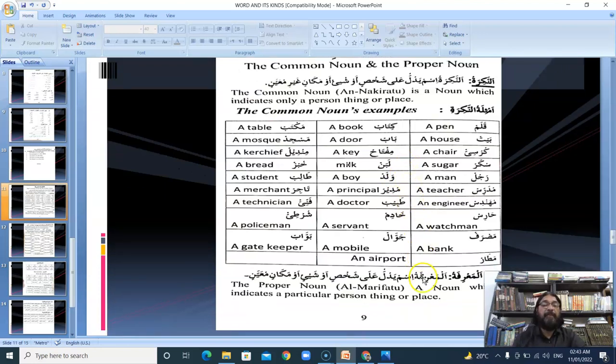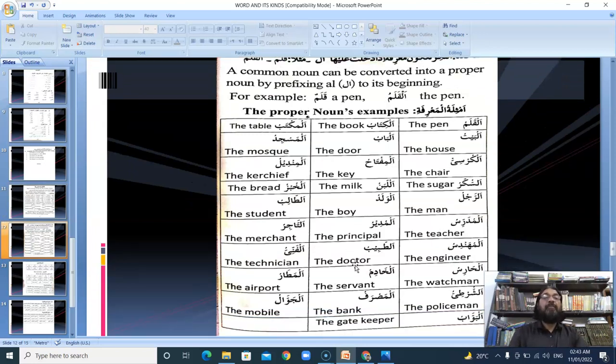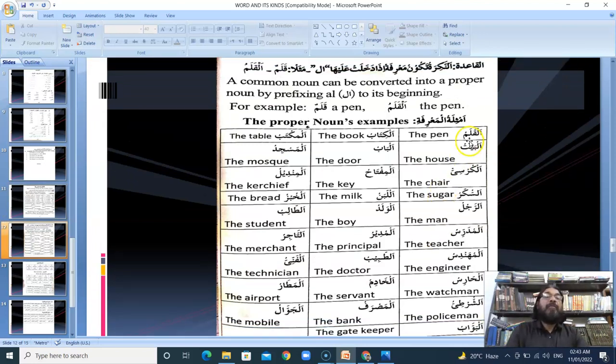Then after, al-ma'rifa, the proper noun. Al-ma'rifatu ismun yadullu ala shakhsin aw shay'in aw makanin mu'ayyan. The proper noun, al-ma'rifatu, a noun which indicates a particular person, thing or place. Al-qa'idatu, the rule. An-nakiratu takunu ma'rifatan idha dakhalat alayha al. Al, masalan, for example, qalamun, al-qalam.